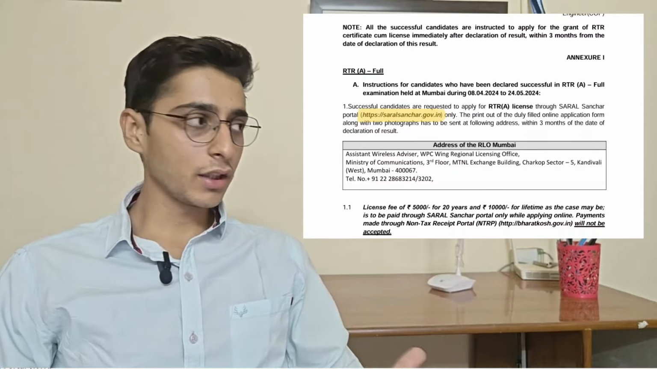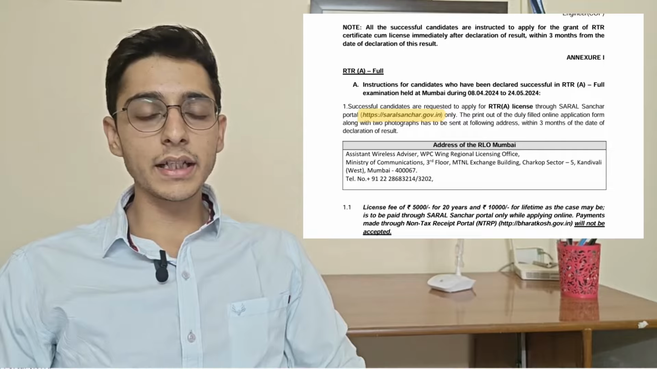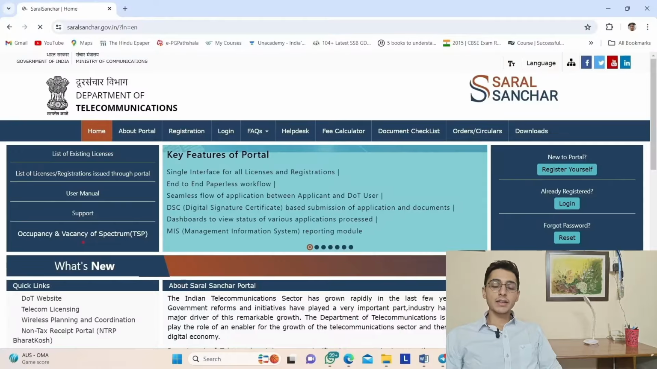Moving on, as you see, in the list of past candidates that is issued by the WPC, just on the bottom of that list you will find a link that you can see on your screens right now. The link will take you to this website. This same link I will be providing in the description also, which you can use to visit the Saral Sanchar website. This Saral Sanchar website is used by WPC for issuing different kinds of licenses, so we'll be using this website to apply for the RTRA license.